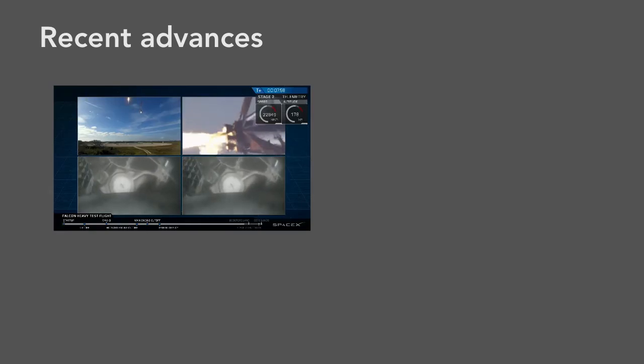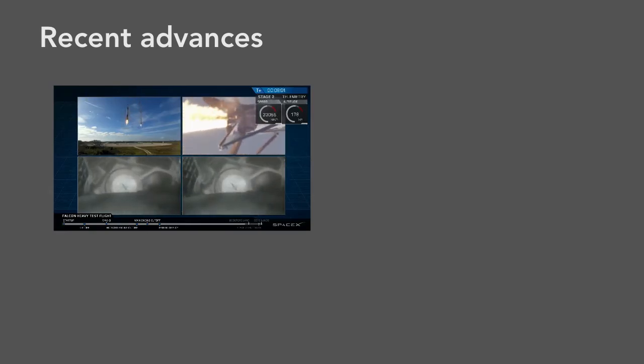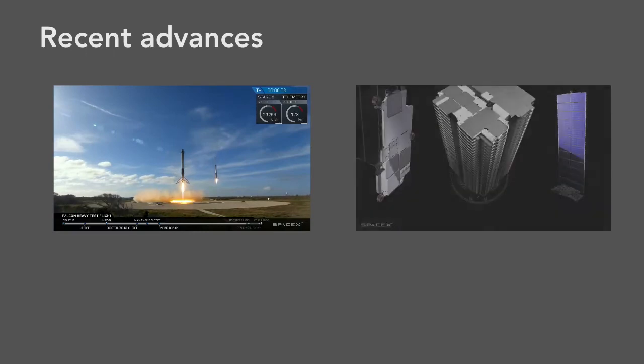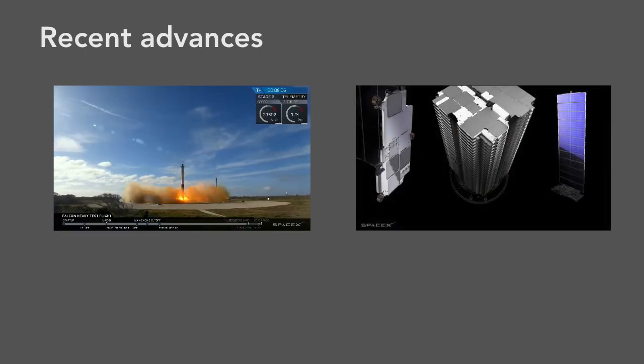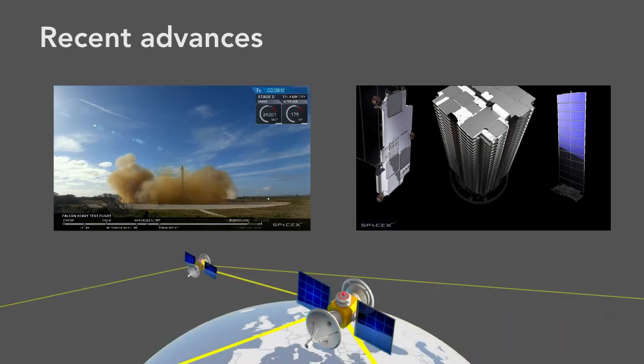Reusable boosters, which come back to Earth after launching rockets, thus reducing launch costs. Significant reduction in size and weight of satellites, thereby packing more satellites per launch, reducing costs. And automated link tracking, which enables inter-satellite laser communication.